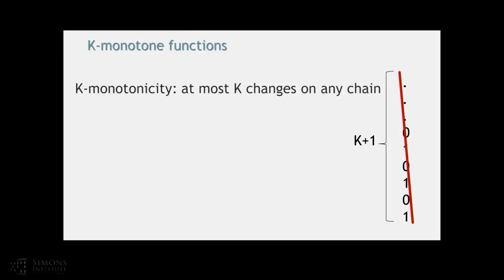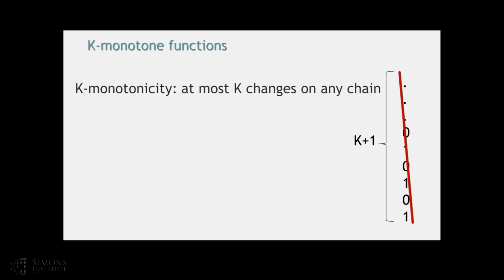So when we get to k-monotonicity, what we really mean by this is that there can be at most k changes on any chain. And so if we think about this in our violation framework, we'll say that we can't have a chain that starts at 1 and then goes to 0 to 1 to 0 where there are k plus 1 many points here so that there are k changes. This is not allowed at all.